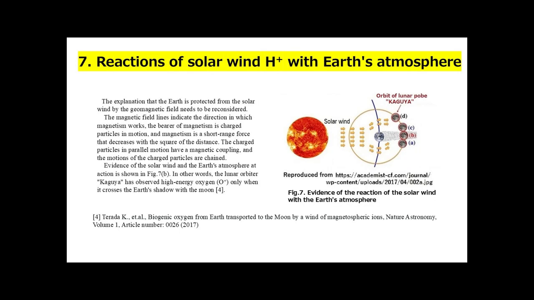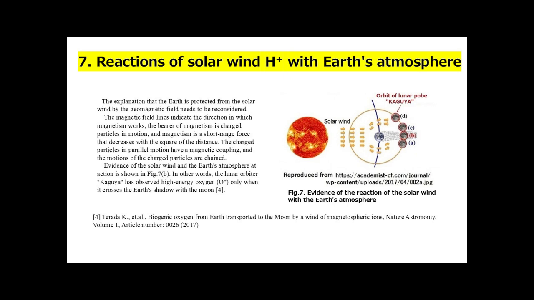Reactions of solar wind H+ with Earth's atmosphere. The explanation that the Earth is protected from the solar wind by the geomagnetic field needs to be reconsidered. The magnetic field lines indicate the direction in which magnetism works. The bearer of magnetism is charged particles in motion, and magnetism is a short-range force that decreases with the square of the distance. The charged particles in parallel motion have a magnetic coupling, and the motions of the charged particles are chained.